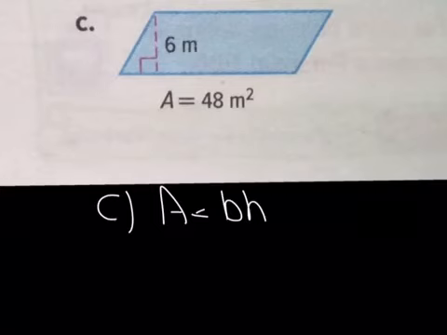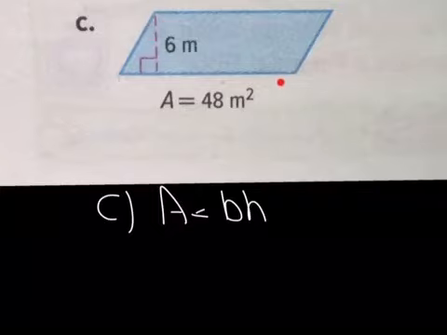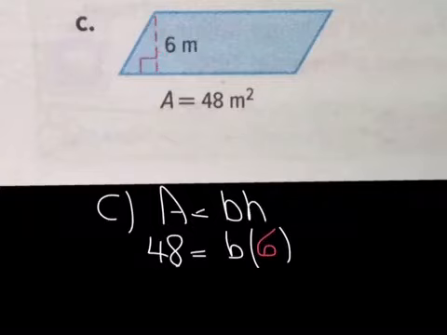So let's do that. Okay, go ahead and copy the formula down for question C. In question C, we're given the height, right? We're being given the height, but we're not being given the base. So let's fill in the variables. Okay, so we have 48 is our area, right? 48 equals our base. We don't have, so we just write base, but we replace the variable for height.